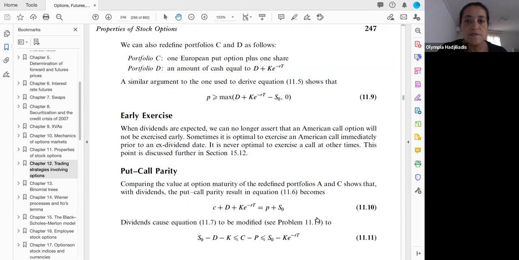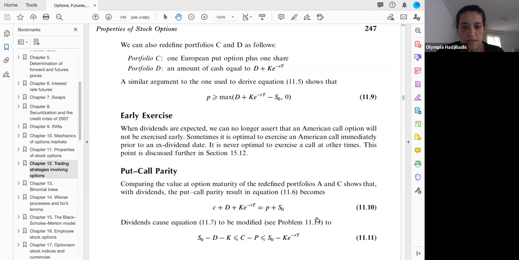We can also redefine portfolios C and D: portfolio C is one European put plus one share, and portfolio D is an amount of cash equal to D plus K e to the minus RT. A similar argument to the one used to derive the previous bound, 11.5, shows that the price of a European put is greater than or equal to the max of D plus K e to the minus RT minus S0 and 0.